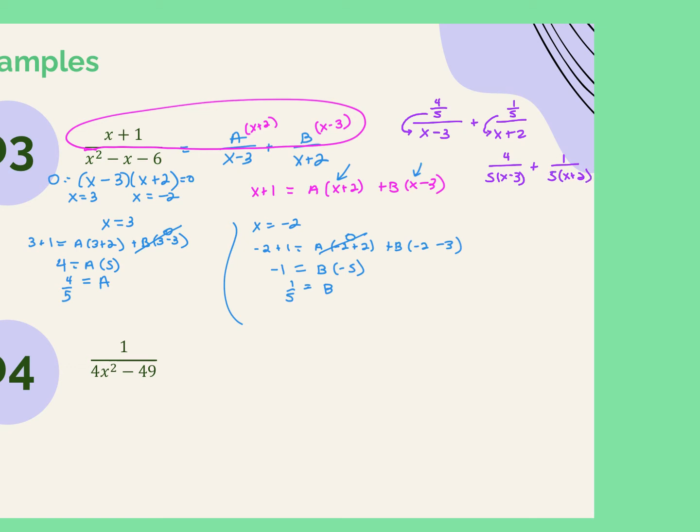Now, if your answer is open-ended, that answer is completely fine. But if it is a standardized test, they will then factor out the 1/5. So you would see it as 1/5 and then 4 over x minus 3 plus 1 over x plus 2. So they've taken that common denominator of 5 out of both of those and put it on the front. So WebAssign would take both answers. If it's multiple choice, you're going to see the second. So just keep that in mind.